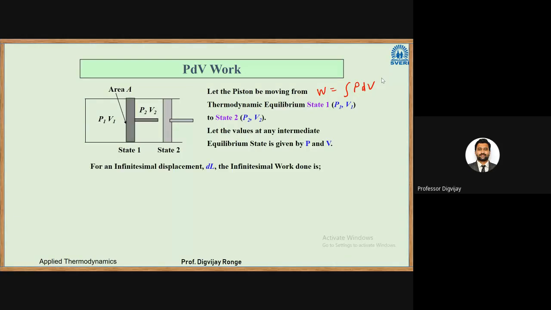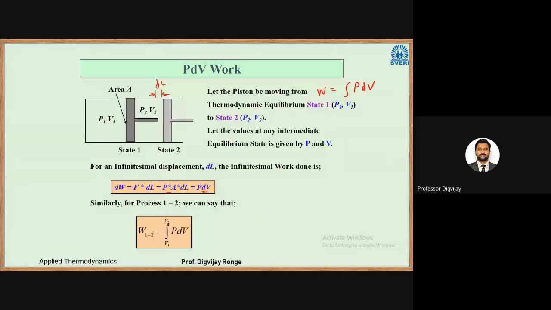Okay. So let us say it is moving by a small infinitesimal distance, that is dl. That is the general procedure you might have seen in all the derivations in engineering. We always start with some small amount of work or power, then we go for the integration and then we get the equation. So work, as you already know, is force into distance, F into dl. Force can be replaced by pressure into area. Area into dl will be dV. Okay. So we can say that the work done from process 1 to 2 is the integration of P dV.